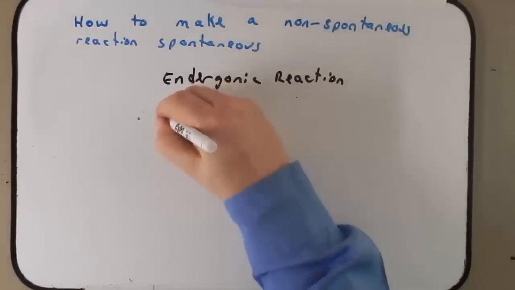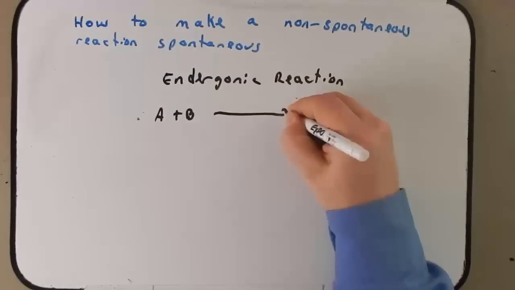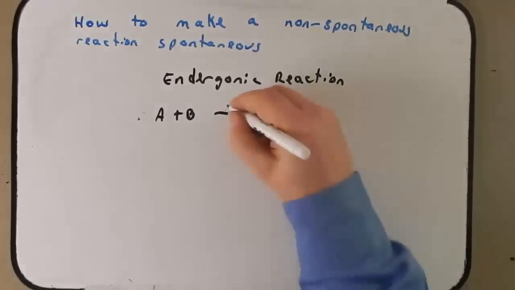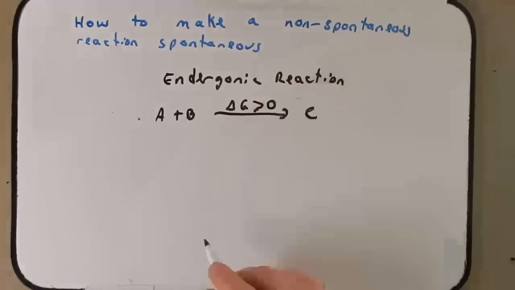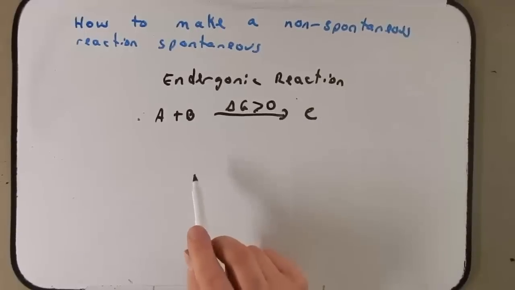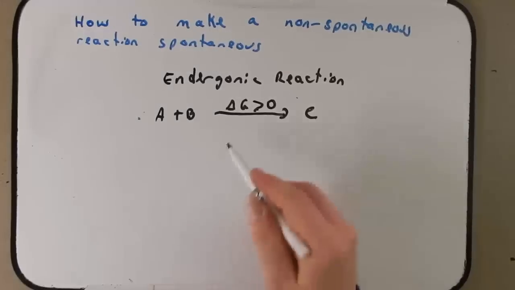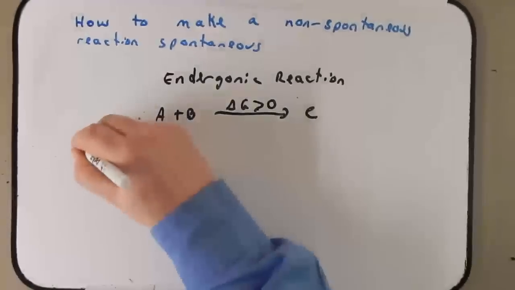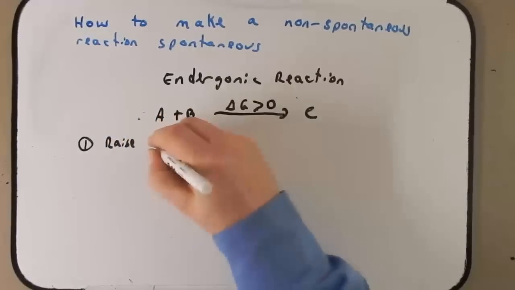So for instance, if we had two reactants, say A plus B, and they could be converted into C. But let's say that delta G here is greater than 0. So it's not going to be spontaneous, and the only way to make it work is to throw in energy. And one way to increase the energy is to raise the temperature.